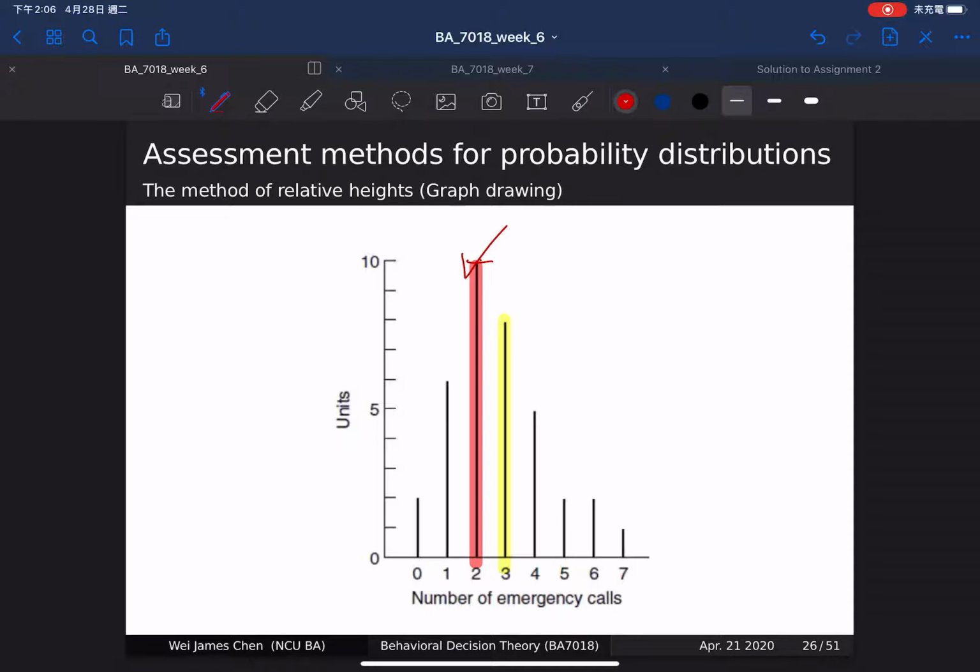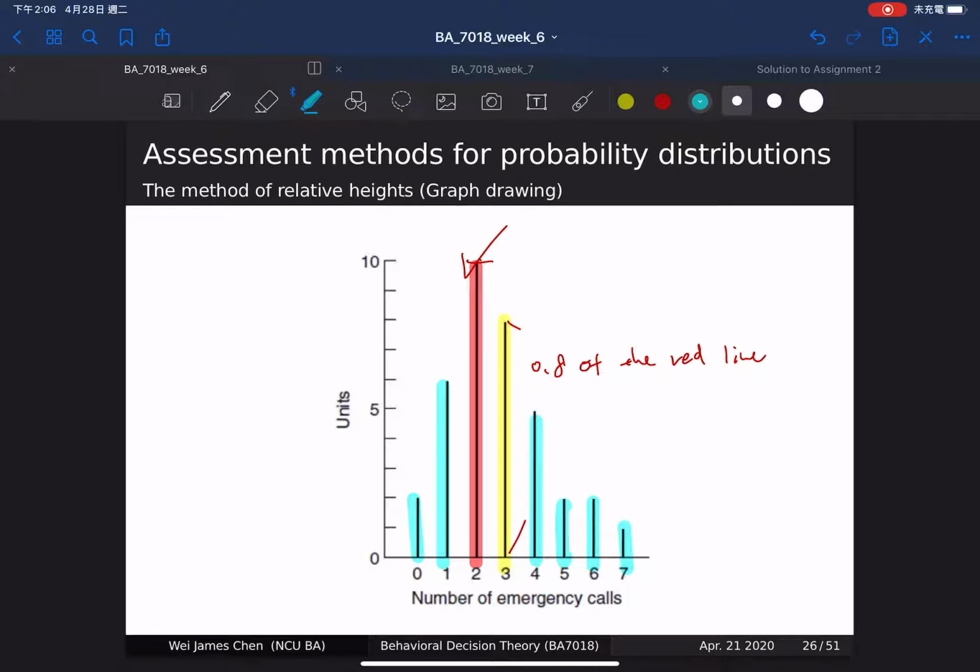So for example, this is approximately 0.8 of the red line, I guess. Okay. Then you do that, one by one. Then you will have this.